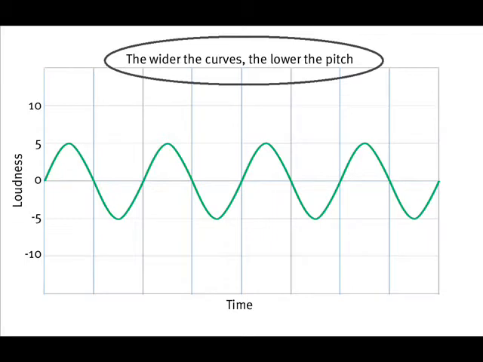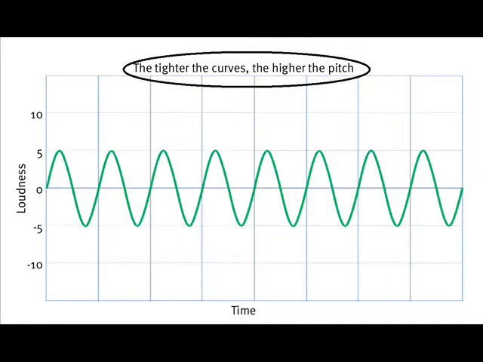A tone is made from regular, evenly spaced waves of air molecules. Tones sound different because of the pitch, which is caused by different spacing in the waves. The closer the waves are to each other, the higher the tone sounds.